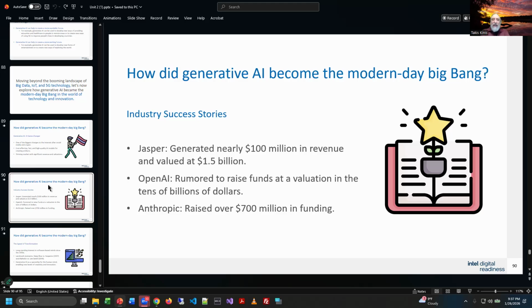Some of the big AI companies, these are the parent companies that create these technologies. So Jasper did 100 million in revenue, valued at 1.5 billion. OpenAI, tens of billions of dollars. That might even be conservative. OpenAI is the company that creates ChatGPT.